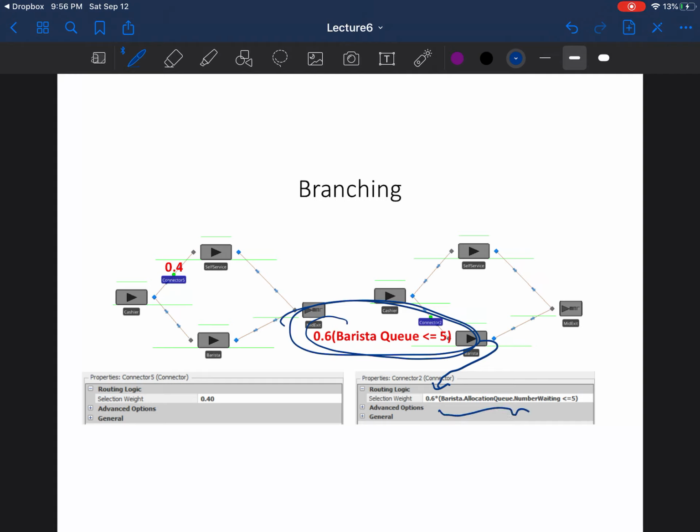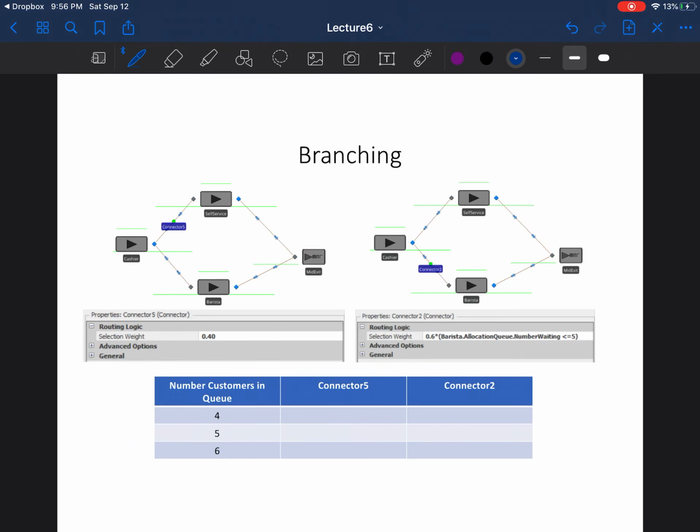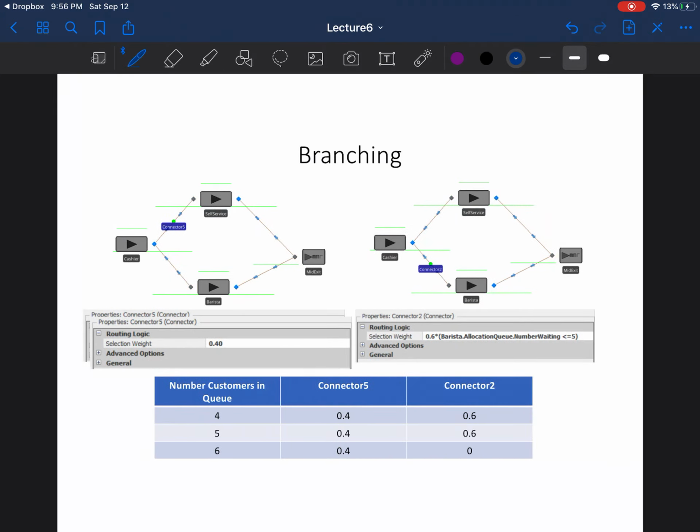This is going to be 1. Remember, this will be 1 if the queue length is less than or equal to 5, 0 otherwise. And that's exactly what we want. Just to see how that would work, if there were 4 customers in queue, connector 5 will have a weight of 0.4, connector 2 will have a weight of 0.6, and so those will be the relative probabilities. It would be the same thing if there were 5 in queue.